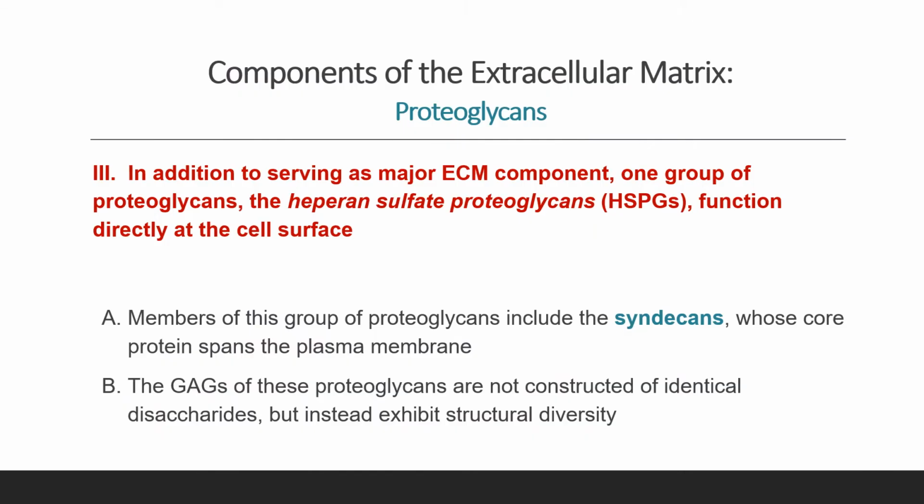So in addition to serving as a major ECM component, one group of the proteoglycans, the heparan sulfate proteoglycans, or what you can abbreviate as HSPGs, function directly at the cell surface. Members of this group include the syndecans, whose core protein spans the plasma membrane, and the GAGs of these proteoglycans are not constructed of identical disaccharides, but instead exhibit structurally diverse disaccharides.